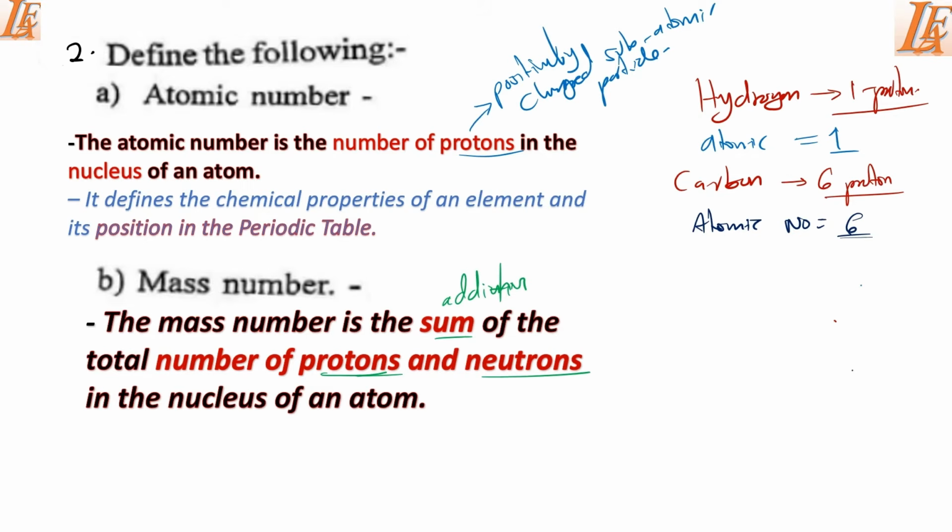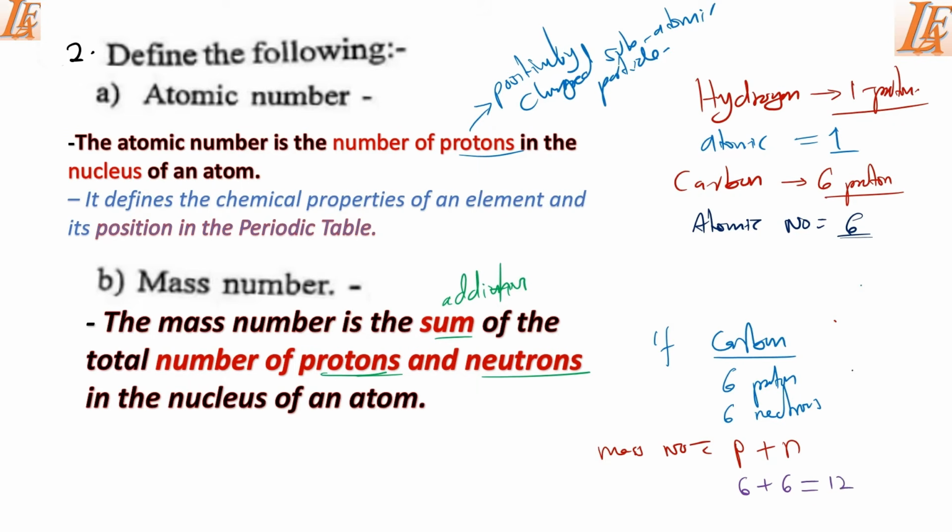For example, if you have an element like carbon, now this carbon, in its atom, has 6 protons and also has 6 neutrons. So for you to get the mass number, we have said you have to add the number of protons plus the number of neutrons. Therefore, in this case, it's going to be 6 plus 6. Therefore, the mass number is 12.